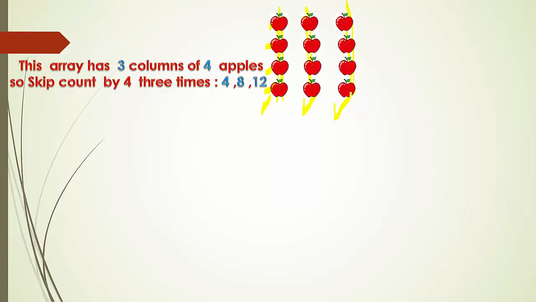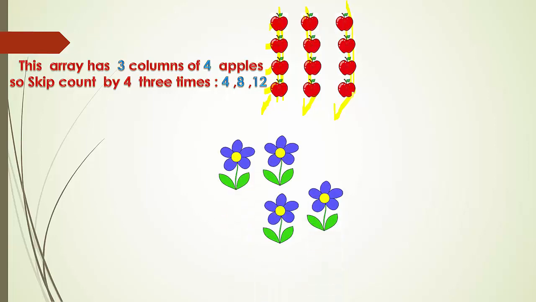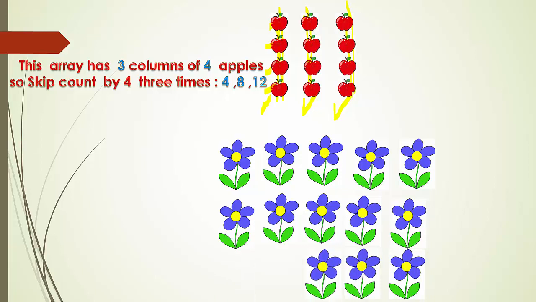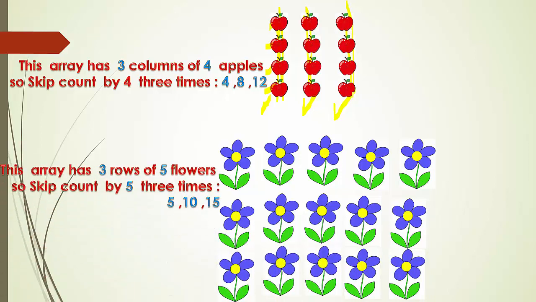Okay, let's see another exercise. Here, my students, in this array, how many rows do I have? Let's count how many rows here. 1, 2, 3 rows. So here I have 3 rows. Each row has how many flowers? Let's count. 1, 2, 3, 4, 5. So I'll skip count by 5. Let's skip count with me. 5, 10, 15. So the total number will be 15. Okay.